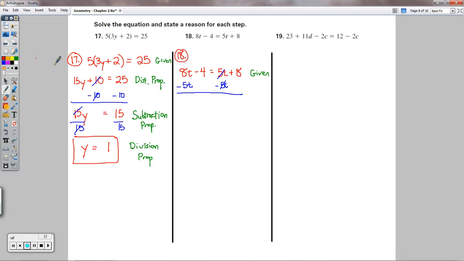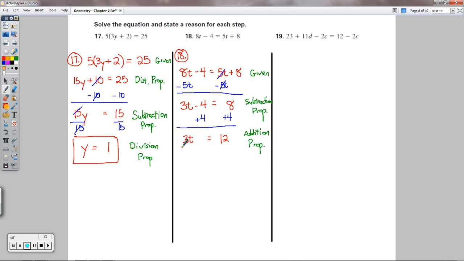That'll get that to cancel out right here, just as the 10s canceled out and the 15s. You don't have to show the cancellation, but if that helps you, go ahead and do that. You're left with 3t minus 4 equals 8. I just subtracted, so that's pretty clearly the subtraction property or subtraction property of equality. Then if I add 4 to both sides, it's going to get the 3t part by itself. I'm left with 3t equals 12. I just added the same thing to both sides. That sounds like the addition property to me, so addition property or addition property of equality.